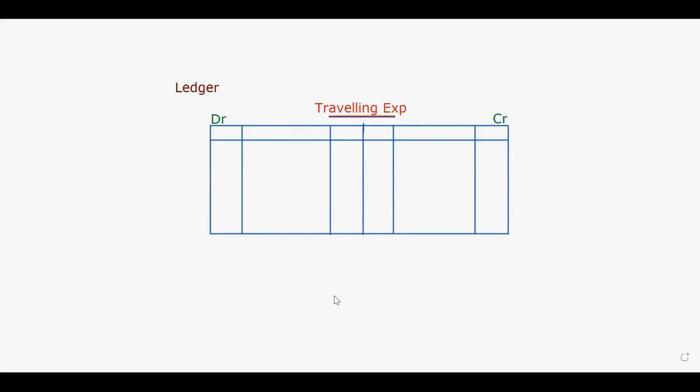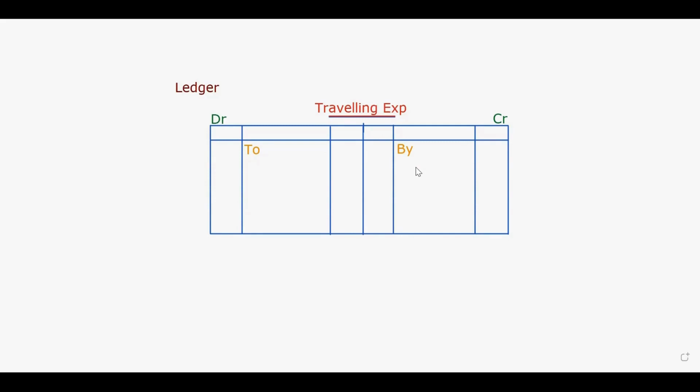So what are the process and rules? The debit side always starts with 'To', and the credit side always starts with 'By'. So on the debit side we need to enter with 'To' and on the credit side we need to enter with 'By'. Most people will have a doubt: in journal entries, the credit line starts with 'To', but here you said on the debit side we need to enter 'To'. What is the difference? There is no difference.